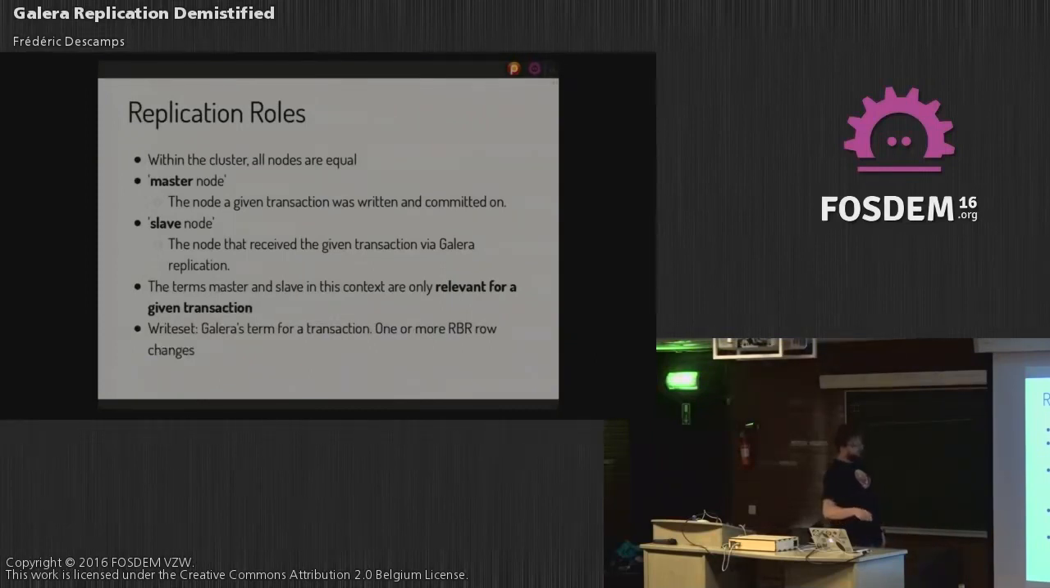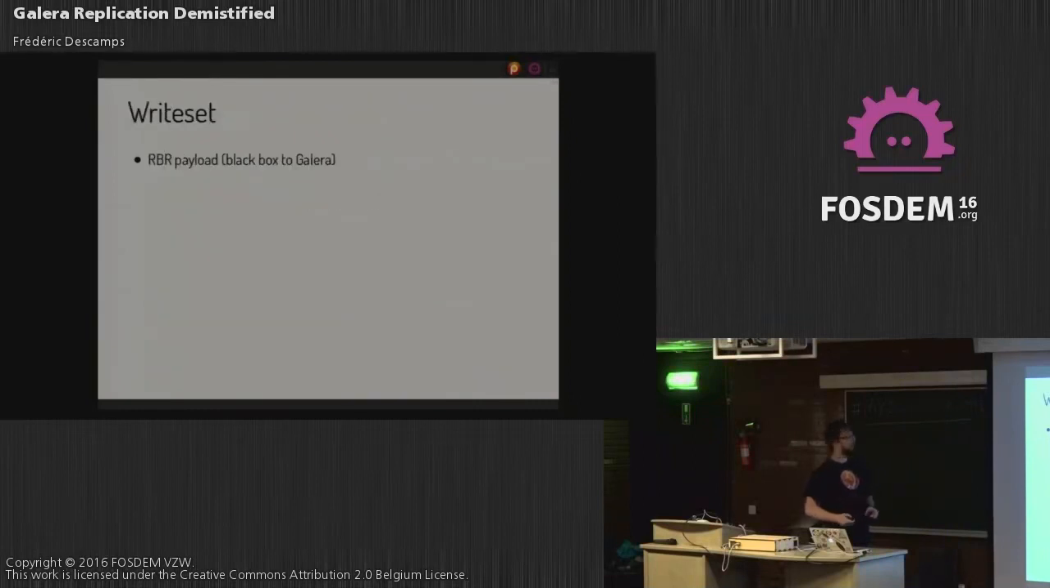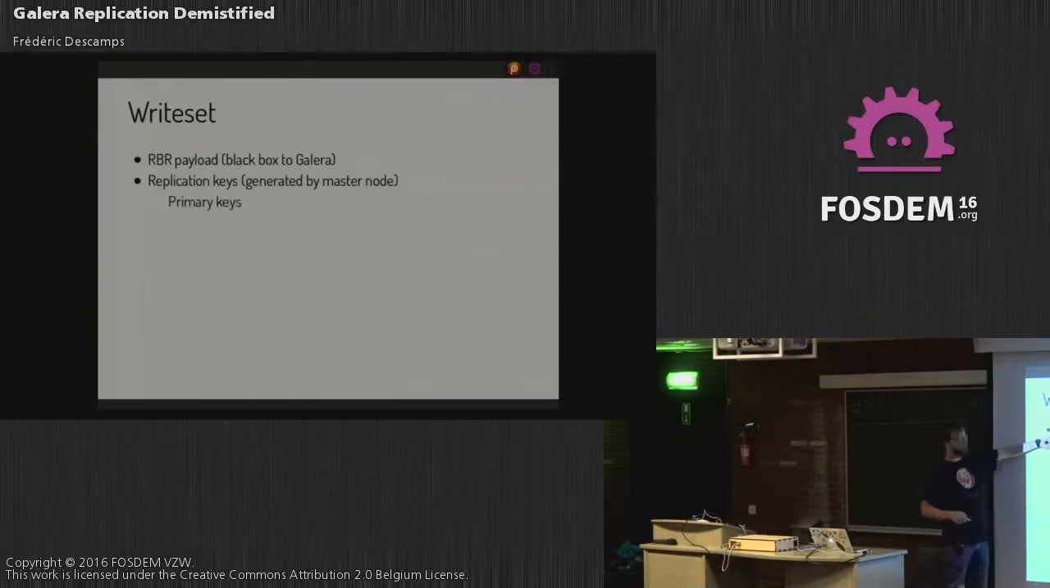And what's a write set? Because I always say transaction write set. It's just the term in Galera for a transaction. It's one or more row-based replication events. The binlog format has to be row in Galera, and so this is this kind of event. So the write set is this RBR payload. It's a bit of a black box in Galera. And we also need replication keys, which the master node will generate. And for these replication keys, we have the primary keys.